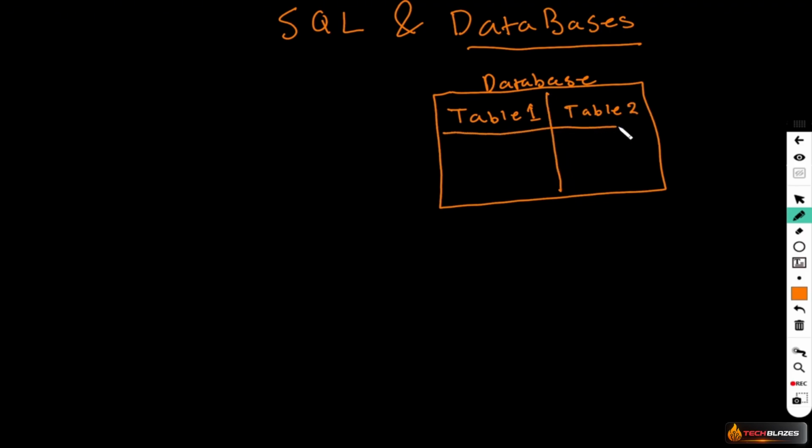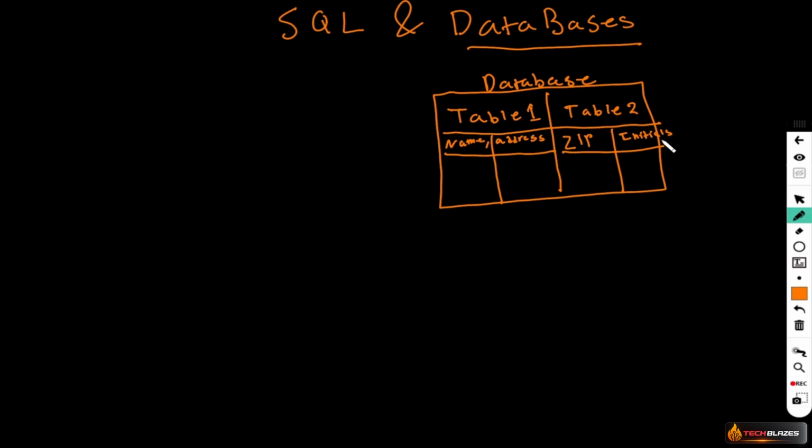And in each table, it has different column names. So this could be like name, address. In table 1, those could be the 2 columns. And in table 2, maybe there's something like zip code, and we could also say there is initials.